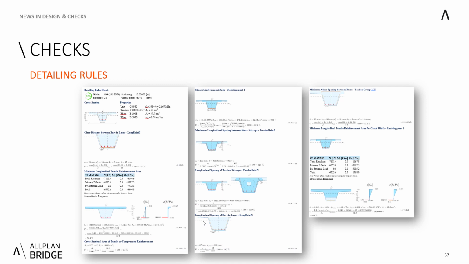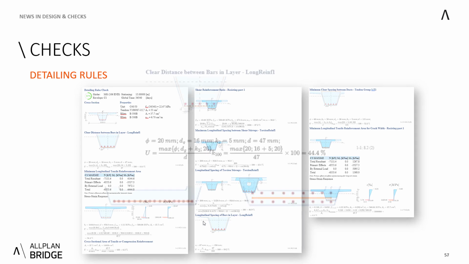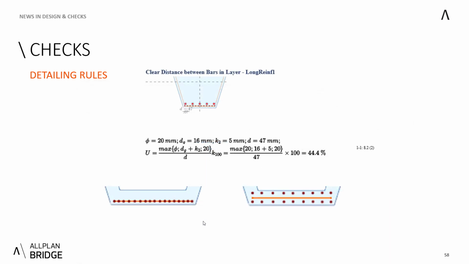Last but not least, we can also do the detailing rules check. And as you can see, it's probably the longest report that we have right now because it's composed from a lot of different small checks. And we can probably go through them briefly. So the first one is the clear distance between bars in the layer, in the tension. And yeah, the equation is self-explanatory.